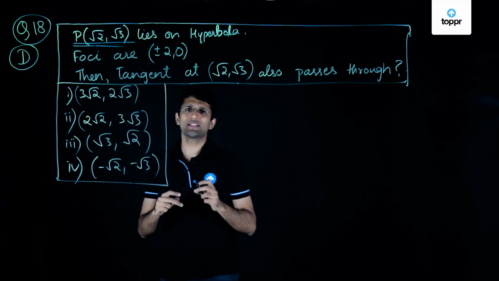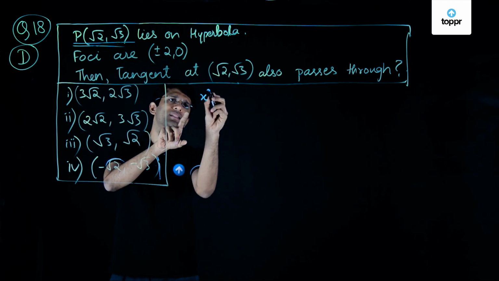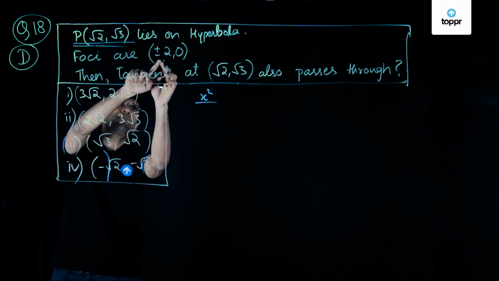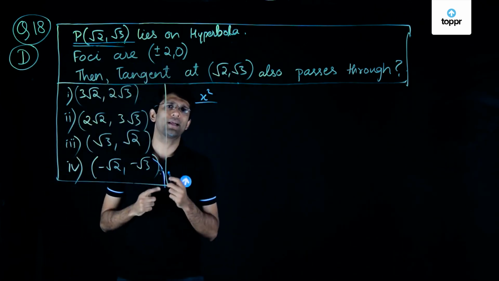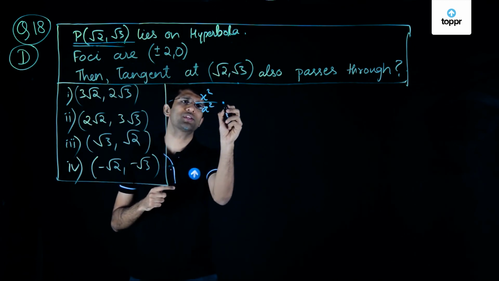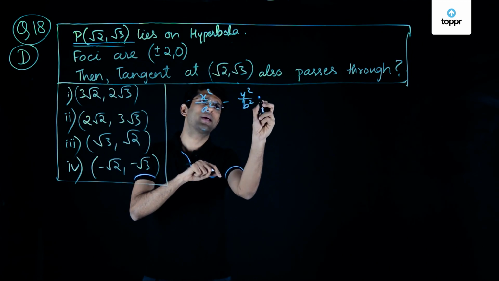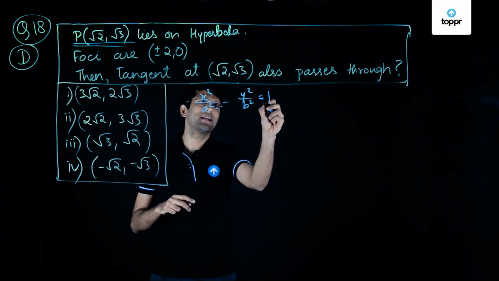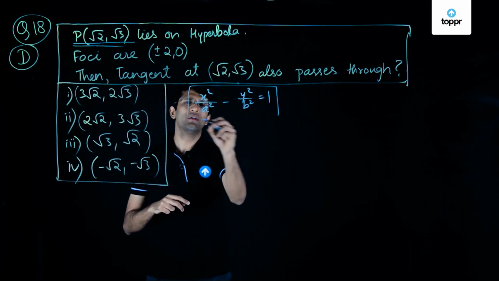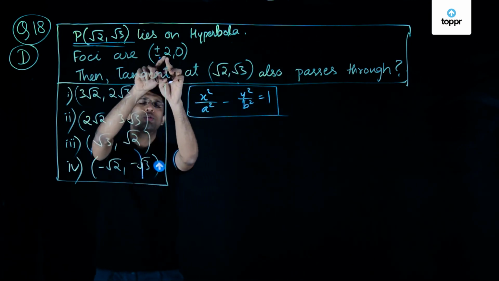Well, the first thing you note is the equation of the hyperbola. Because the foci are at plus or minus 2, 0, this is the standard hyperbola with the equation x square upon a square minus y square upon b square is equal to 1. So we're talking of this standard hyperbola centered at the origin, because the foci are plus or minus 2, 0.